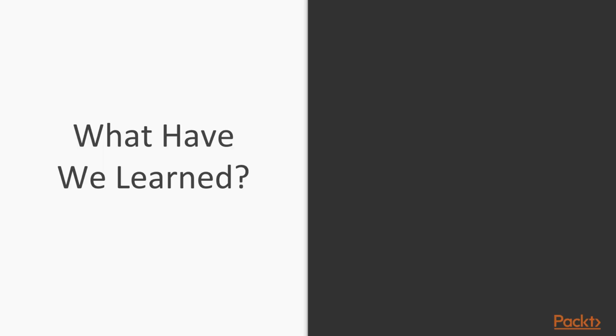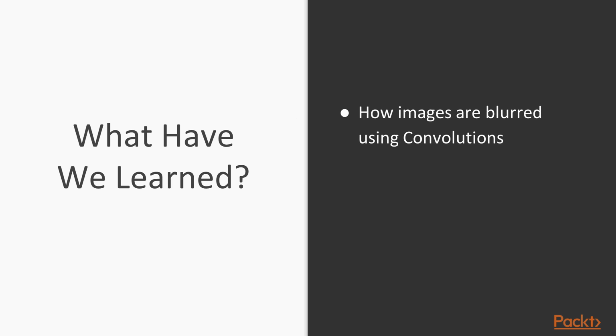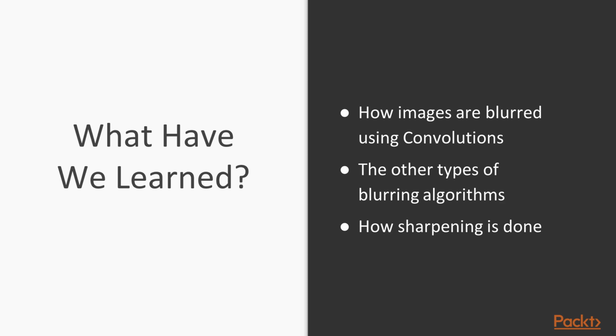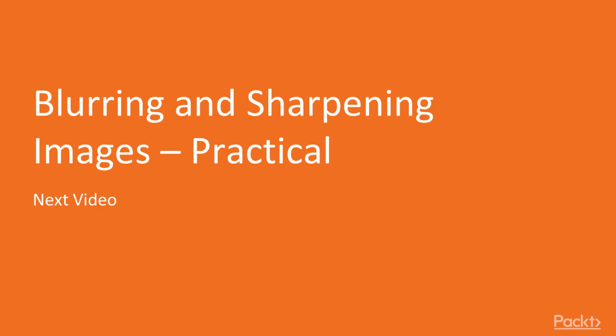So what have we learned in this video? Well, we've learned how images are blurred using convolutions, some other types of blurring algorithms, and what sharpening is and how it's done. So now let's move on to the practical aspect of blurring and sharpening images in OpenCV.